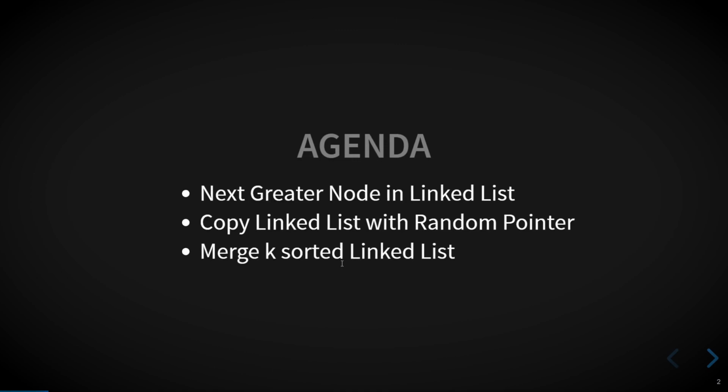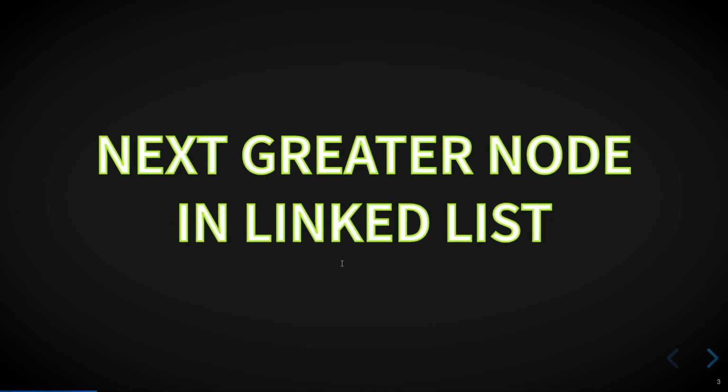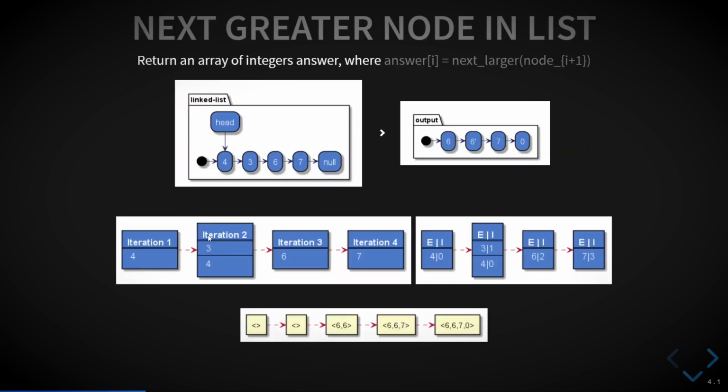So without much further ado, let's look at the first question of the day, which is returning the next greater node in the linked list. This is a mildly tough question where the implementation is a little trickier than the actual algorithm. So let's look at the example first. Here we have our regular linked list which has the elements 4, 3, 6, 7 and null, which is the end of the linked list.